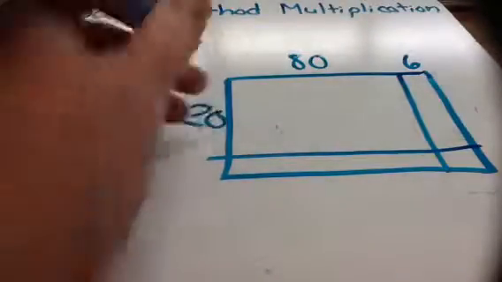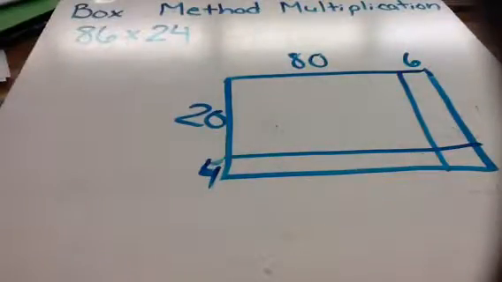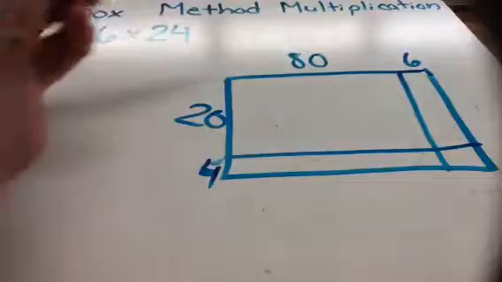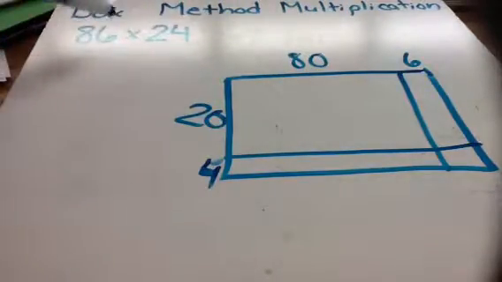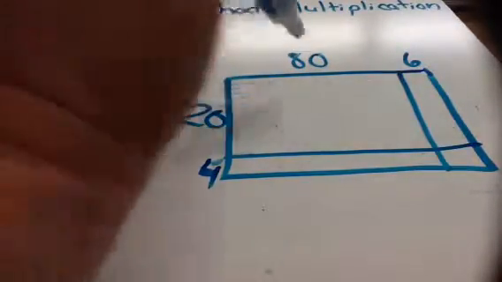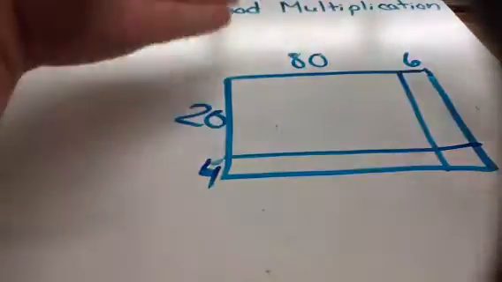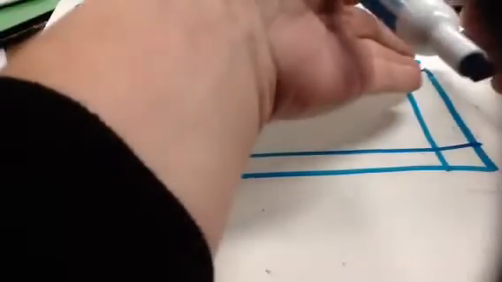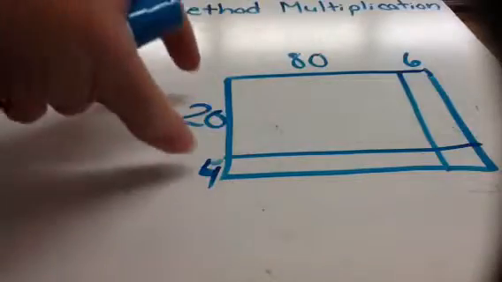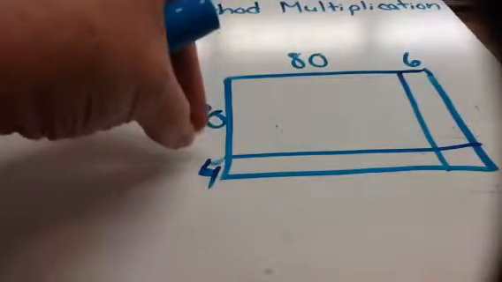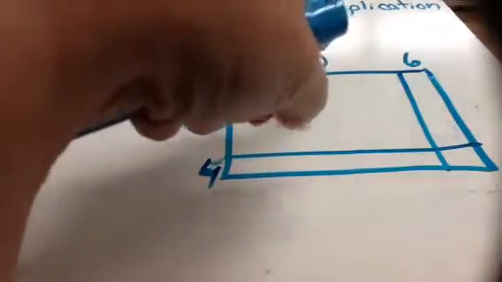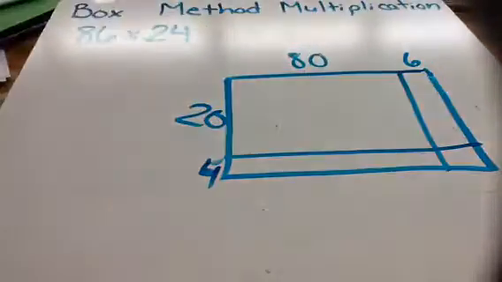80 and 6, and you break apart the 24 into 20 and 4, and you separate your rectangle sort of equivalent to the numbers that you're multiplying. For 86, you would do a large portion of 80 and then a very small portion with 6. Same thing with 20 and 4, a large portion with 20 and a small portion with 4. And then you multiply out the area for each of the 4 sections before adding those together.